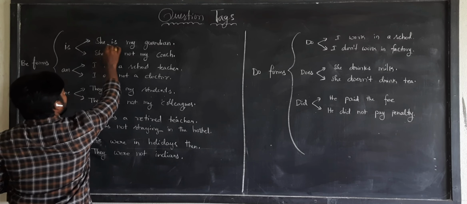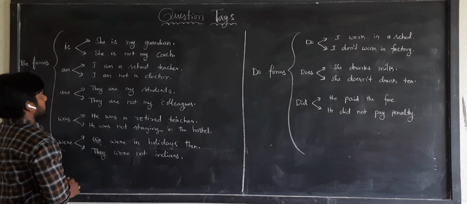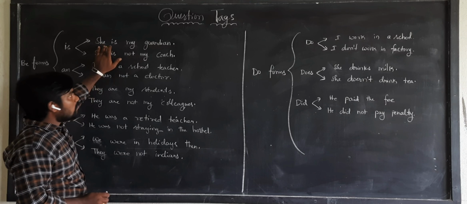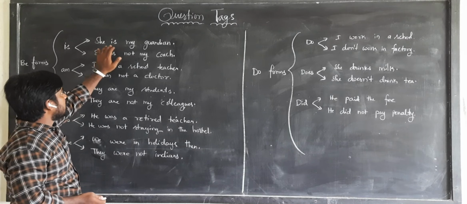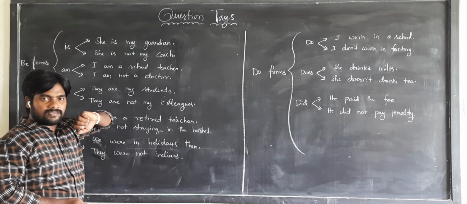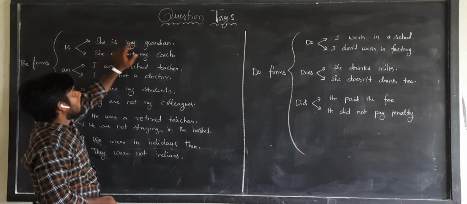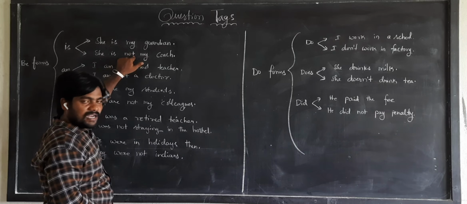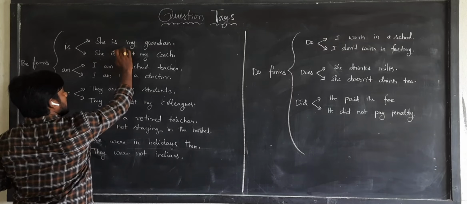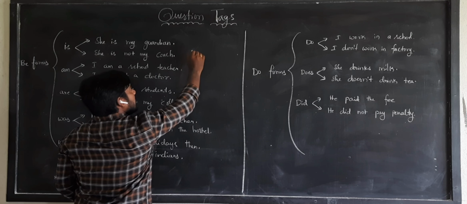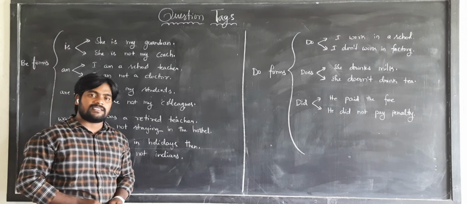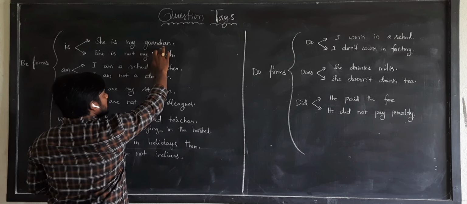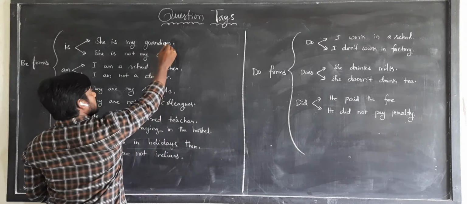Now, she is my guardian. In this statement, first of all, find out whether it is a positive or negative statement. Absolutely, it is a positive statement because it is not negative. Negativeness is not there. Not is not there. So it is a positive statement, so the tag will be negative.